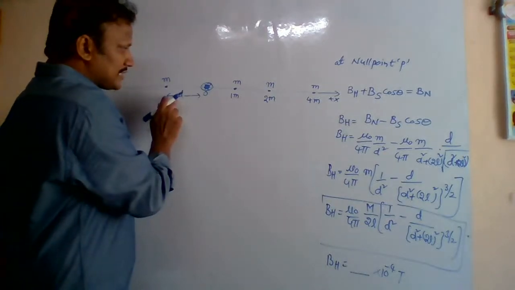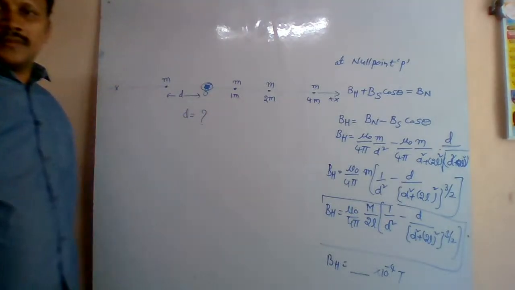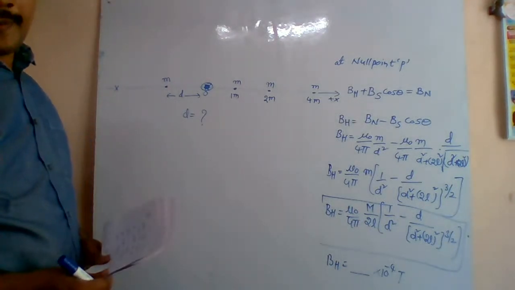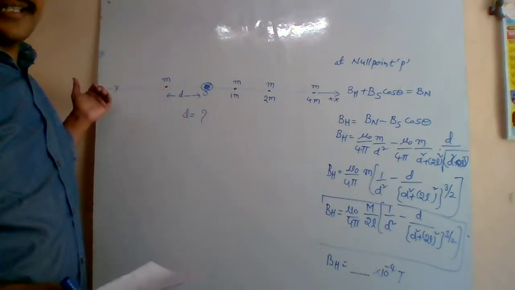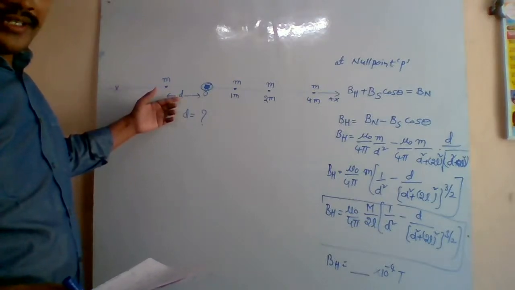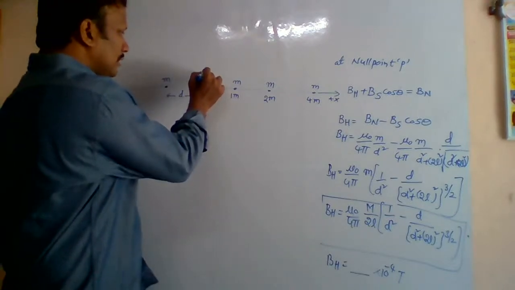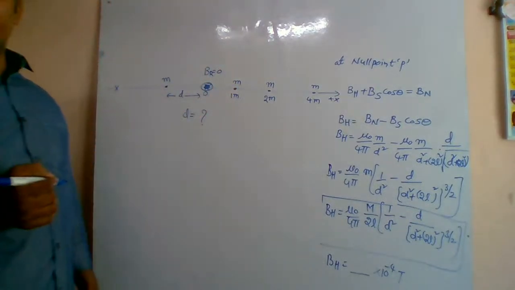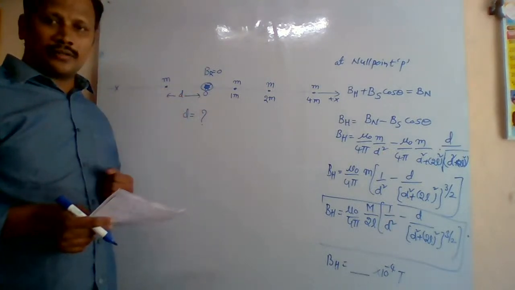Now how to find this distance d? d is equal to how much? This is our question. Try this. At what distance is the similar identical pole having pole strength M placed on the other side of the origin, so that the net magnetic field induction is equal to zero at this point? That is, B resultant is equal to zero, which means the origin behaves like a neutral point. So how to find this d value? Try it first of all.